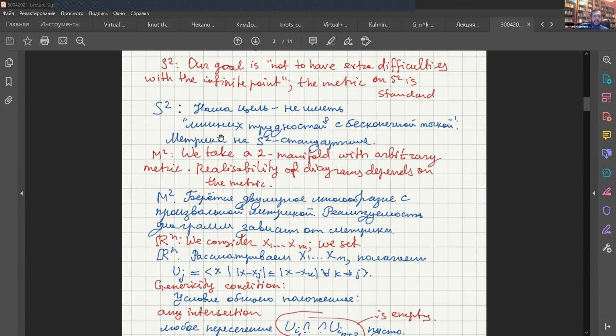Actually, here what is important is that this picture will be metric dependent.